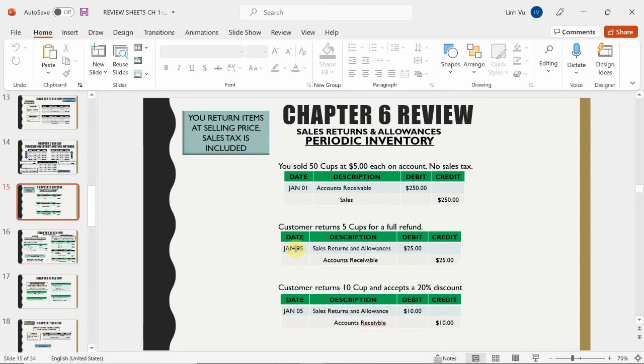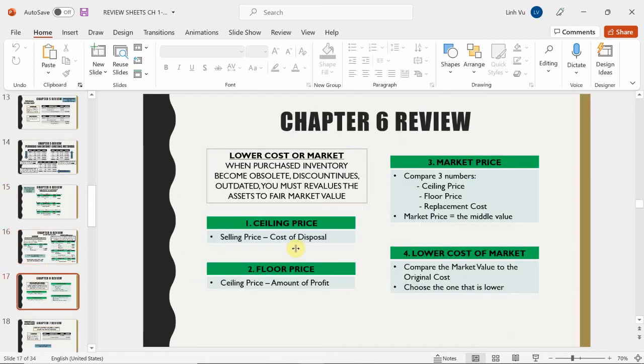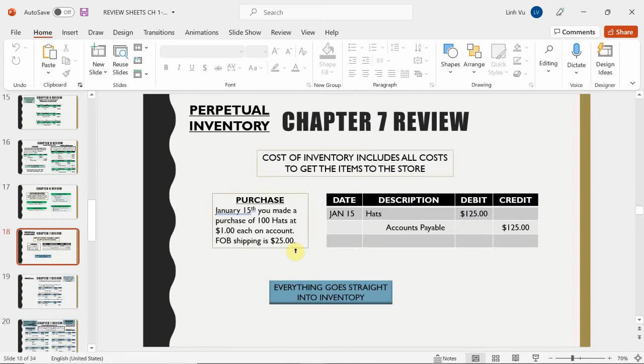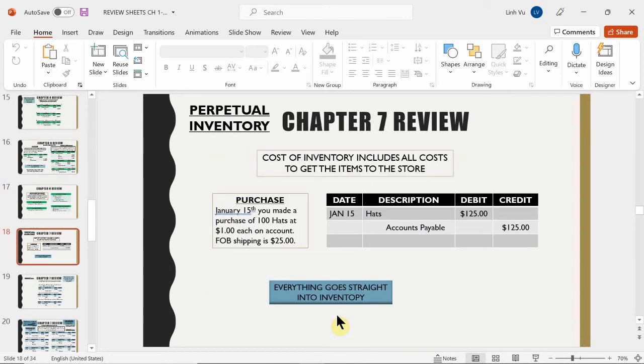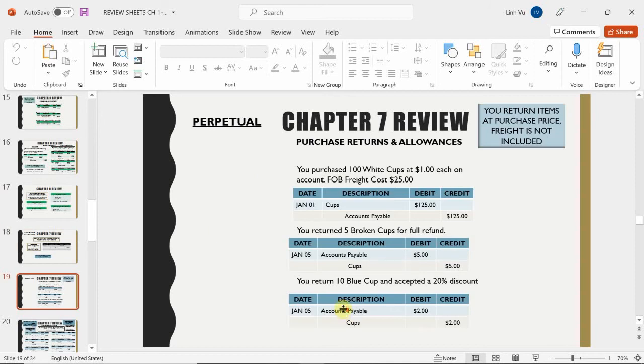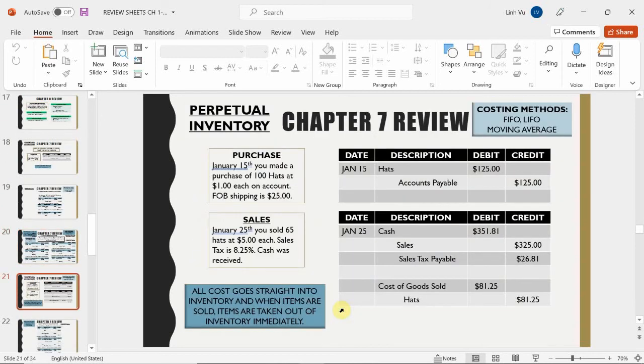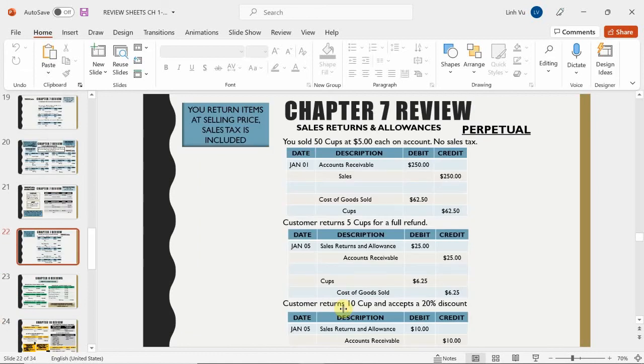So learning how to do perpetual inventory more so than periodic. So yes, there will be a lower cost of market example. So make sure you do practice this. We do have an example in the study guide. Okay. But like I said, I will be testing you more so for the more newer chapters, okay? So especially for chapter 7 and 8, I will have 2 inventory worksheets. So you have to do perpetual inventory and be able to journalize it and tell the difference between the two, okay?